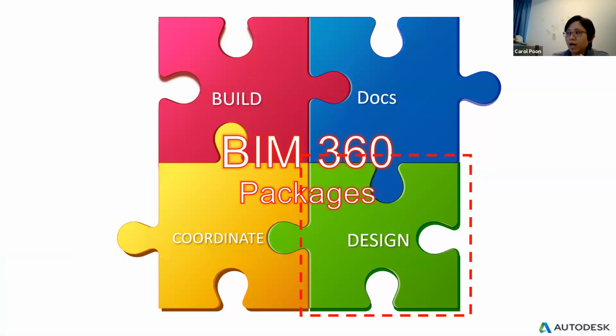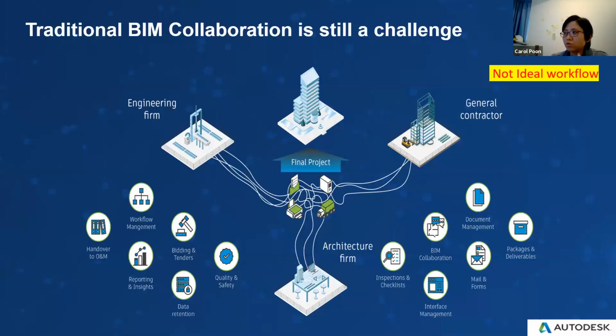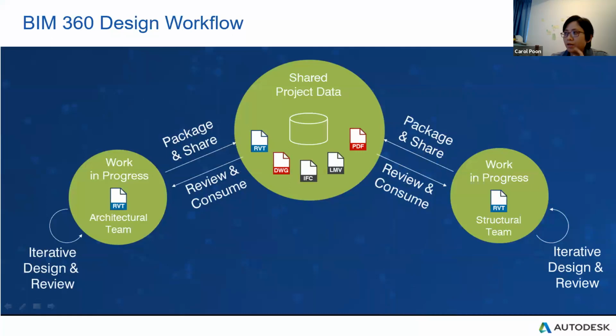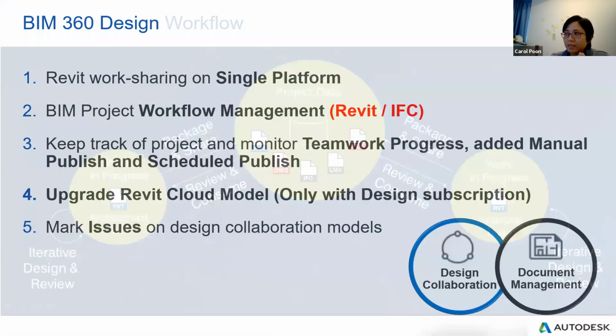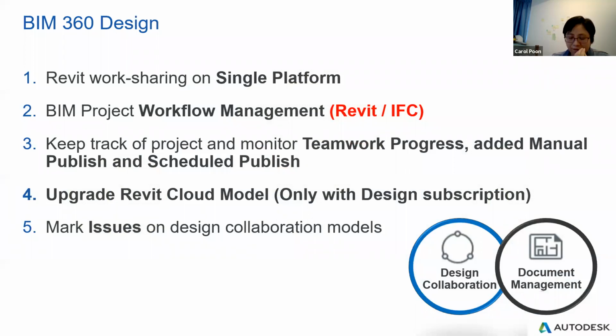So for the design collaboration package, BIM 360 Design is quite flexible to use, because no matter whether you're doing a small project or a very complicated project such as a mega stadium project, you can use BIM 360 Design. It allows you to create different workflows with BIM 360. It has five major features. The first one is a single work-sharing platform for all your Revit team members.